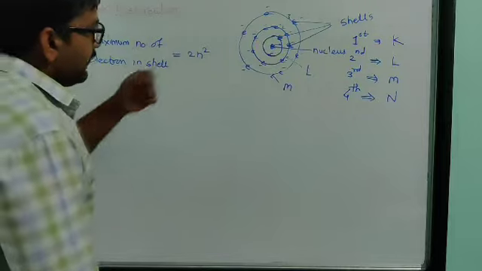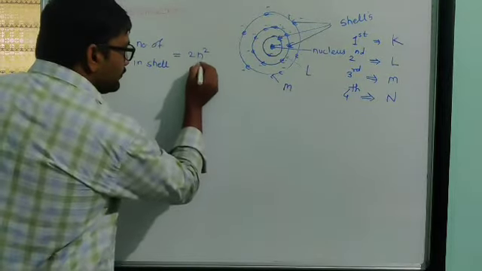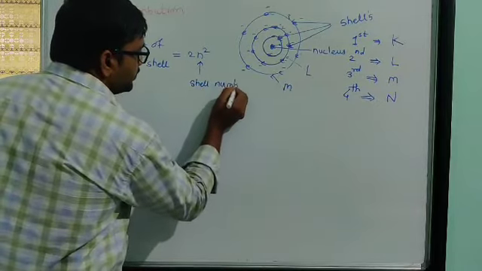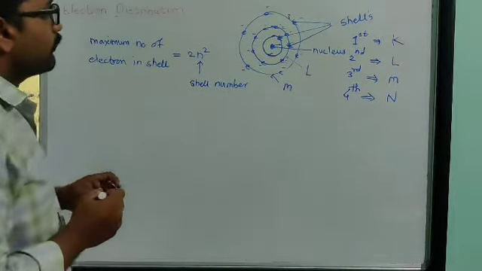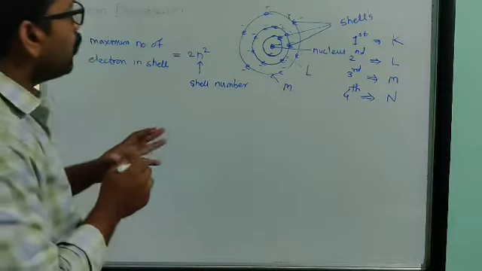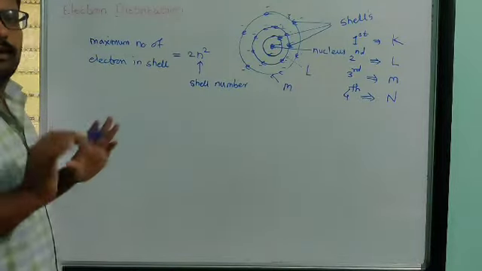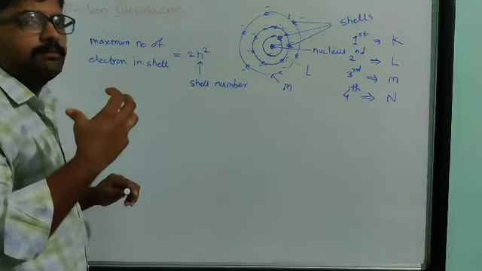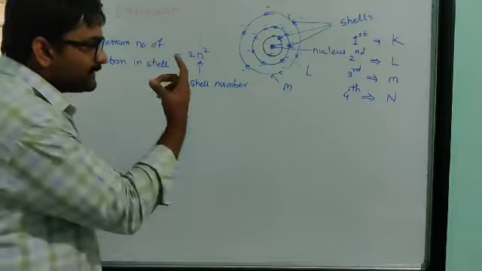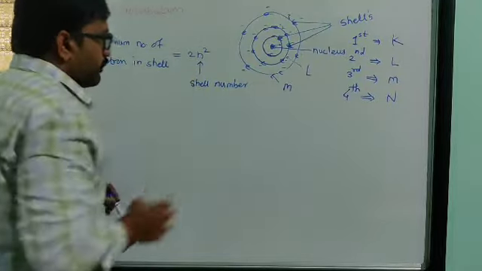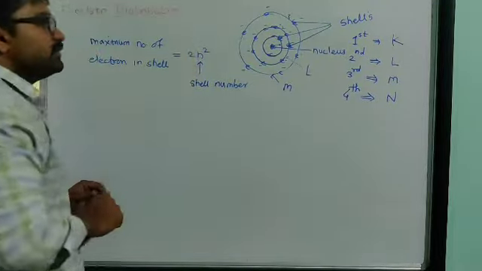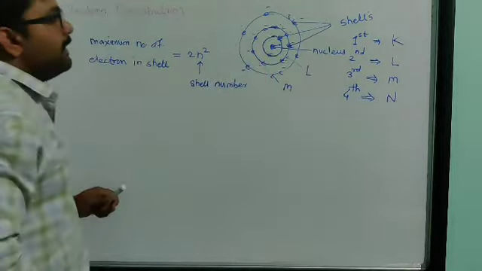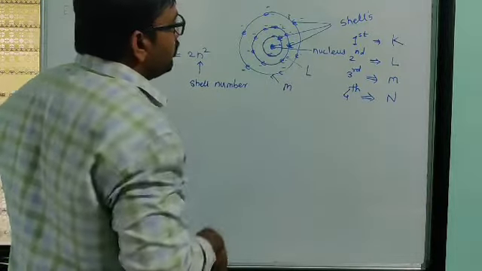And what is n? This n is nothing but the shell number from the nucleus. So this is fixed now. By using this formula we can fix the maximum number of electrons that can stay in one particular shell. We use this formula to calculate the maximum number present in a particular shell. Now we will think about the first shell.